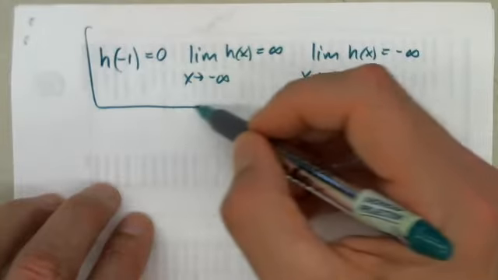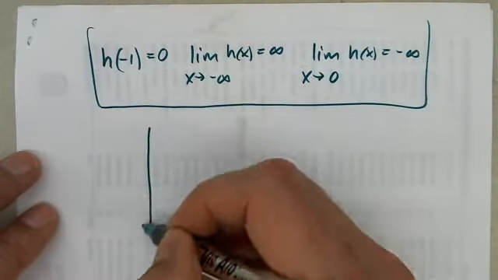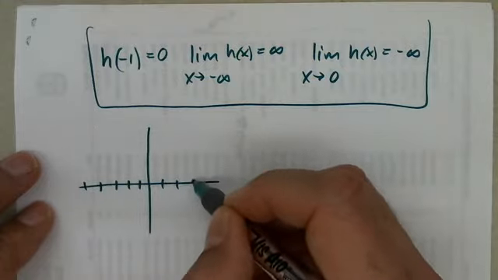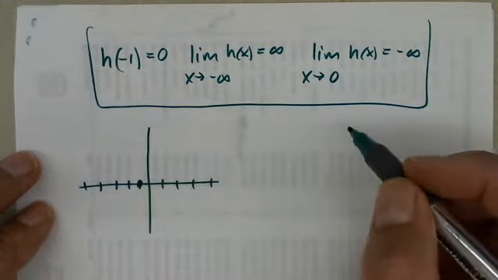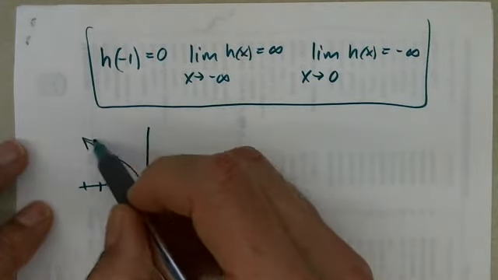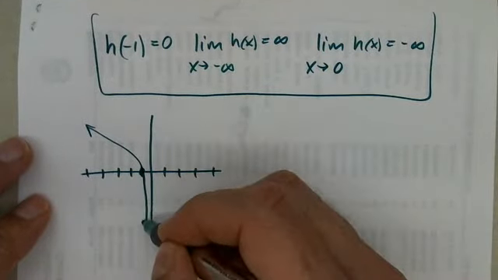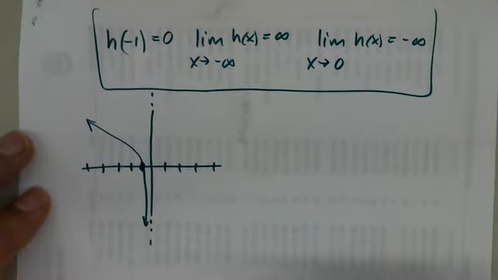Okay, same question. And try that one. Pause. Here we have a -1, we go to 0. As x goes to the left, we go up. As x goes to 0, we go down. And that is, there's a vertical asymptote.